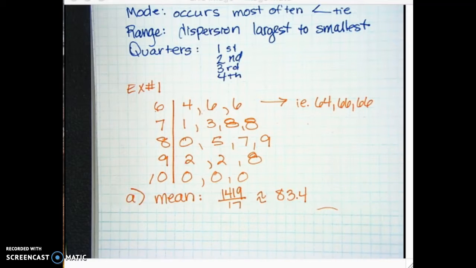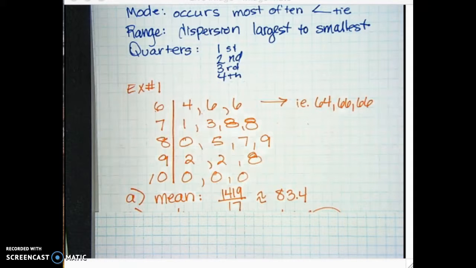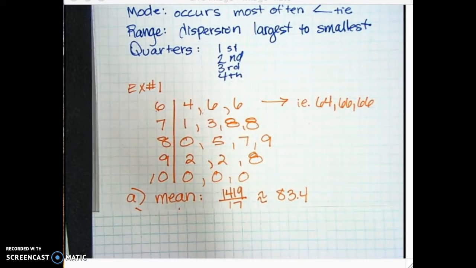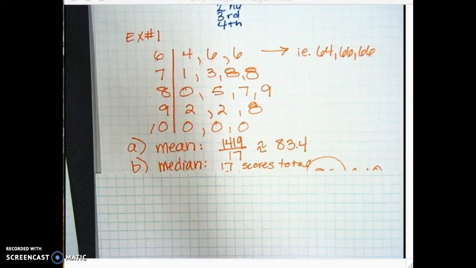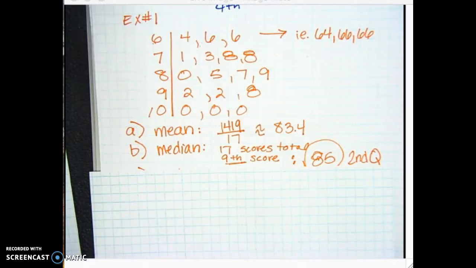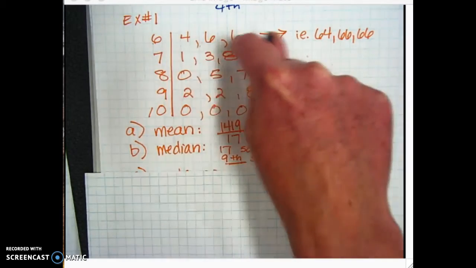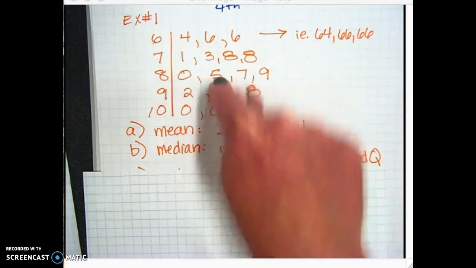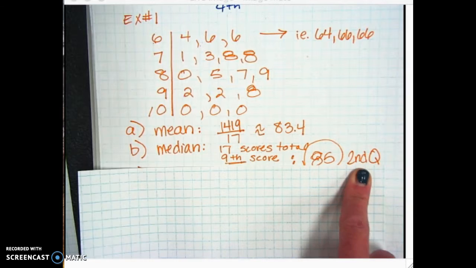The first thing we're going to do is find the mean. You add up all those numbers and then divide by 17, because there's 17 of them, and you should get 83.4. Next, let's find the median. The middle number, if there are 17 scores in total, is the ninth score, which is 85. Just count 1, 2, 3, 4, 5, 6, 7, 8, 9. That's 85. That's going to be your number. That's the second quartile.